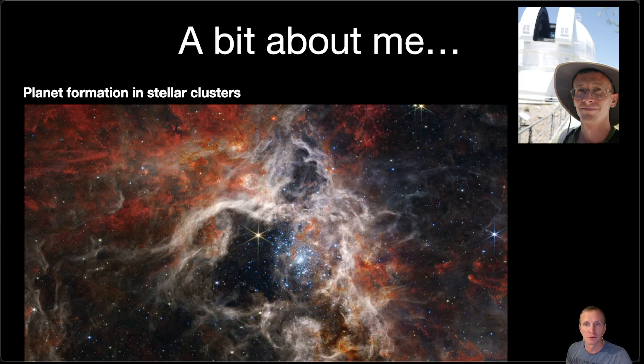So starting off just for a few moments, I want to tell you a little bit about myself. As I mentioned, I'm a researcher, and my main problem that I'm interested in is how planets form and how that is affected by the star formation process. So here we've got a lovely image from the James Webb Space Telescope of the Tarantula Nebula. It's a huge star-forming cloud forming a great many stars. And planet formation happens around young stars which are in these kind of environments.